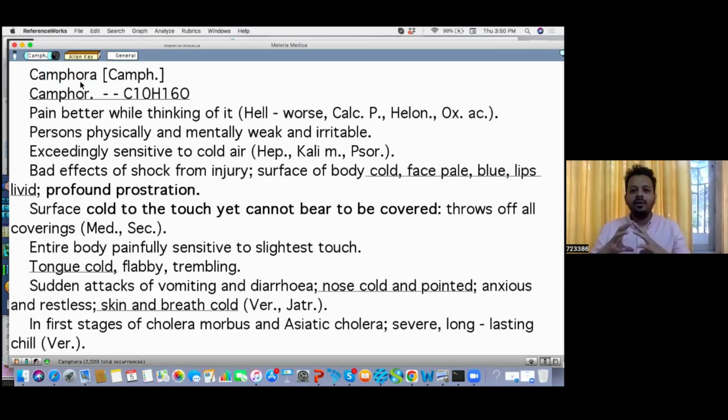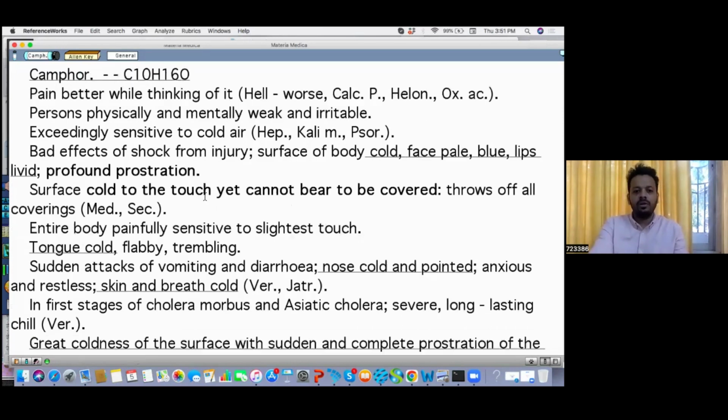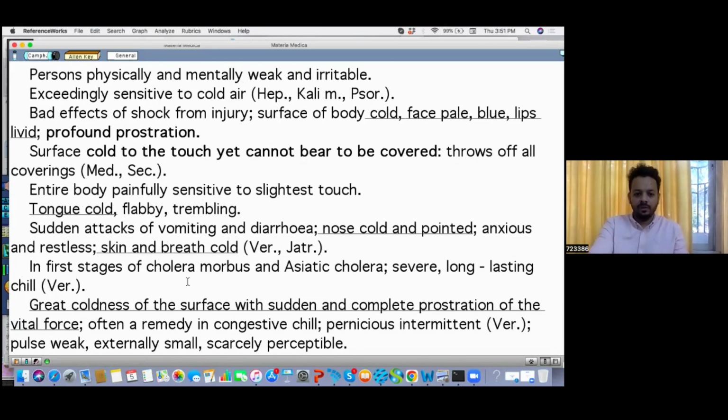So number one, the body is extremely cold to touch, and also they are exceedingly sensitive to cold. So very, very chilly and cold to touch. This is a very important phenomenon in camphor. Sudden collapse with sudden coldness.